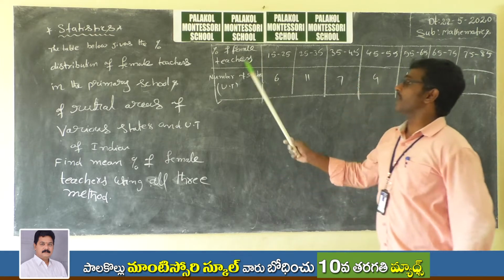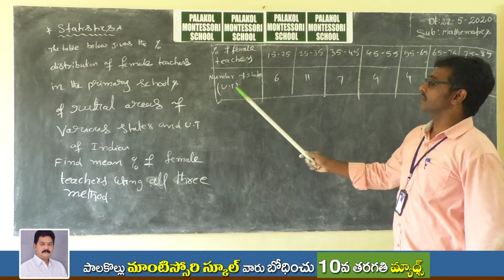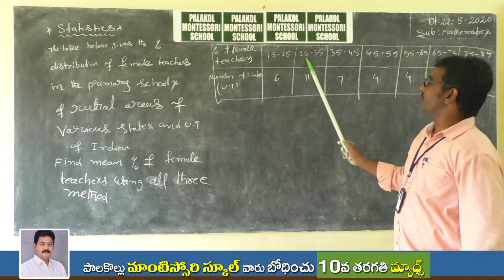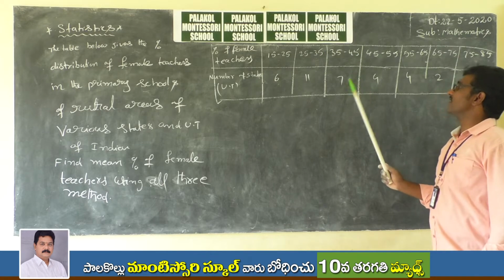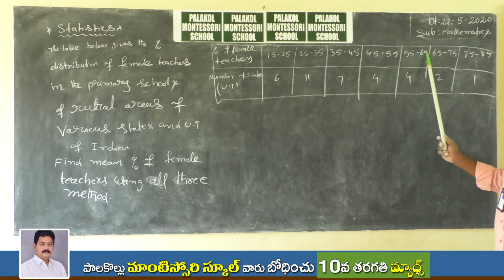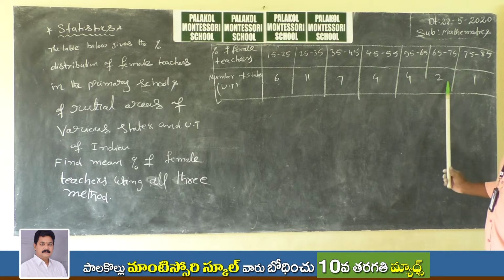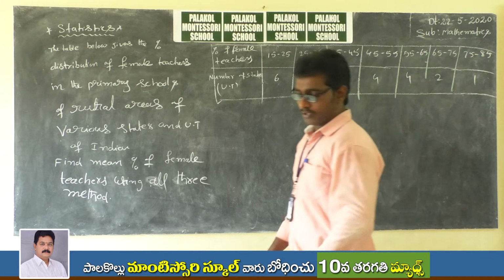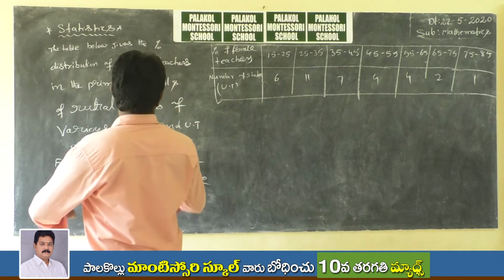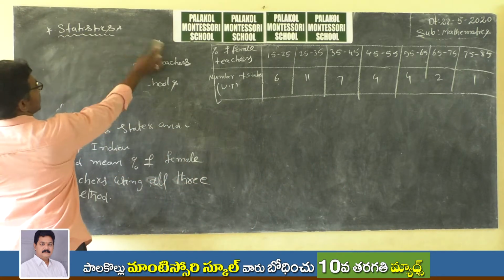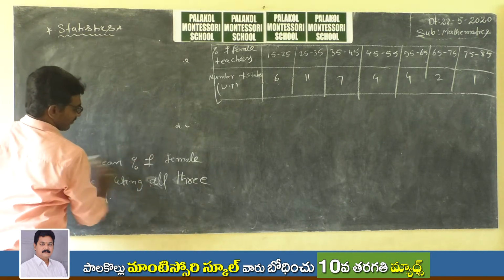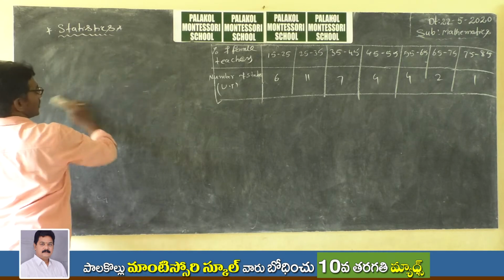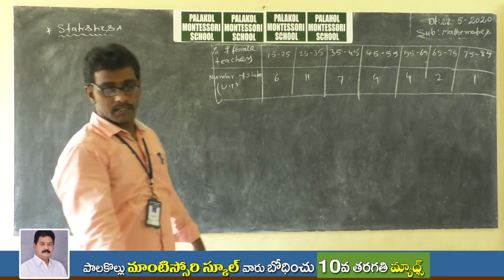Here one table is there, percentage of female teachers and number of states. So here 15 to 25 is 6, 25 to 35 is 11, 35 to 45 is 7, 45 to 55 is 4, 55 to 65 is 4, 65 to 75 is 2, 75 to 85 is 1. Now I do the sum. First I frame the table in this question.